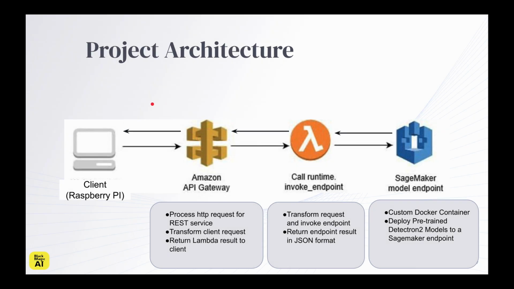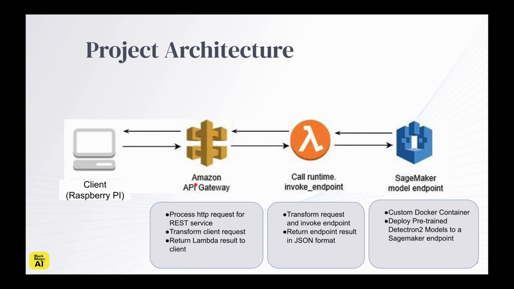This diagram illustrates the project architecture. So we're going to deploy a pre-trained Detectron2 model to a SageMaker endpoint in our custom Docker container. Then after we do that, we're going to create a Lambda function, which will invoke our endpoint. Now it will also transform the request before it invokes the endpoint, and it will return the endpoint result in JSON format.